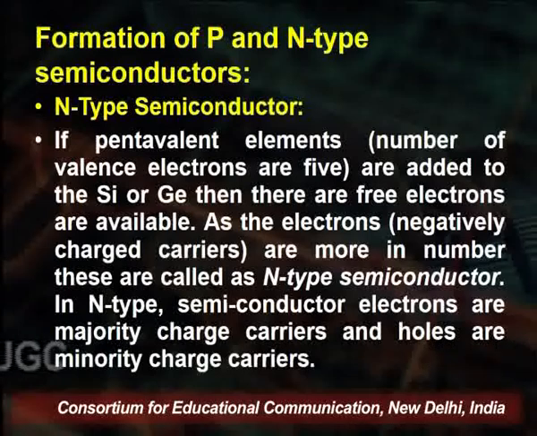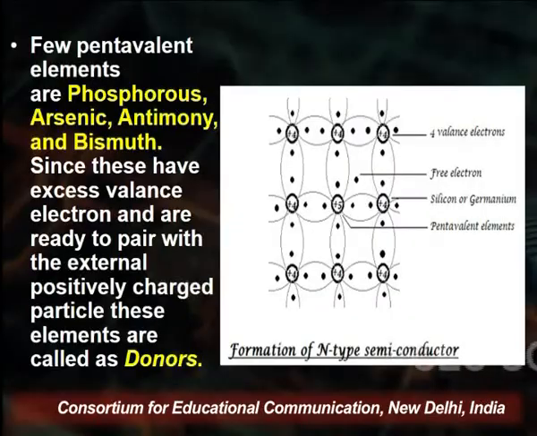When we increase the negative charge carriers in the semiconductor by adding the pentavalent element, it is an N type semiconductor. In the N type semiconductor, electrons are majority charge carriers and holes are minority charge carriers. And now you can see in the diagram that this is the structure where we have the pentavalent impurities in it.